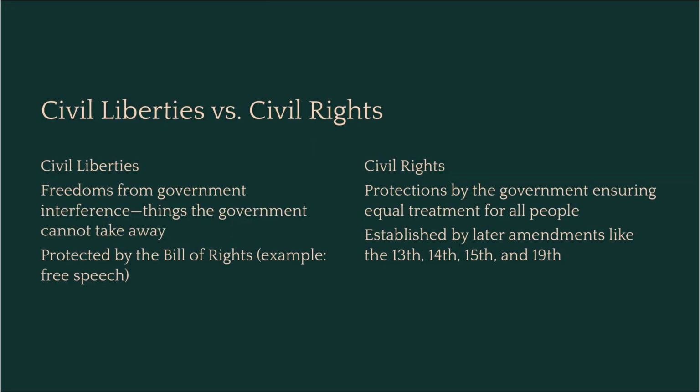You'll hear two terms, civil liberties and civil rights. They sound the same, but they're different. Civil liberties are the "do not" list for government. They are the freedoms from government interference. Think of them as a stop sign telling the government, "Stop, you can't come in here." That's the Bill of Rights.